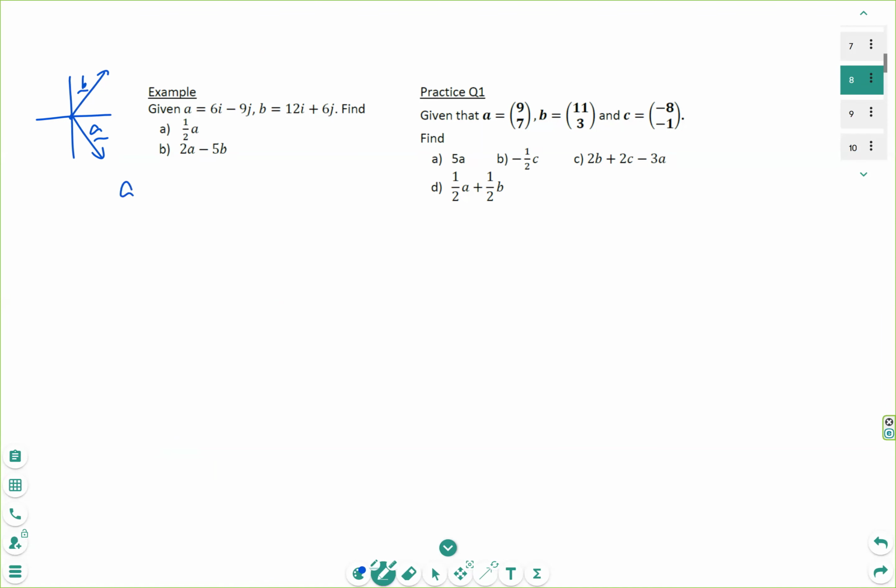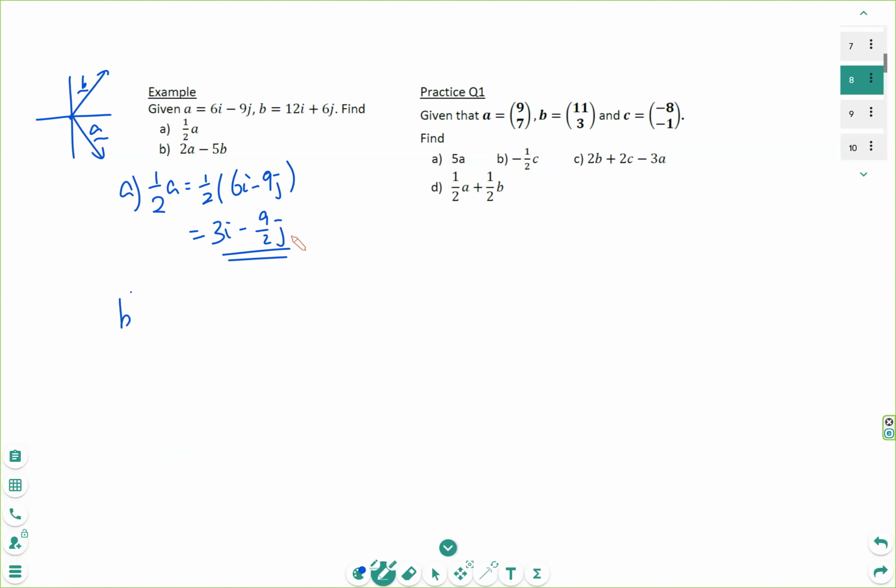Part A, find a half A. So a half A equals a half times 6i - 9j, like expanding a bracket, 3i - 9/2 j. You can write 9 over 2 j, or you can write 4.5j. There's no fixed rule on what number you have to write in front. It can be a fraction, it could be a decimal. If it's an ugly decimal, you should write it as a fraction.